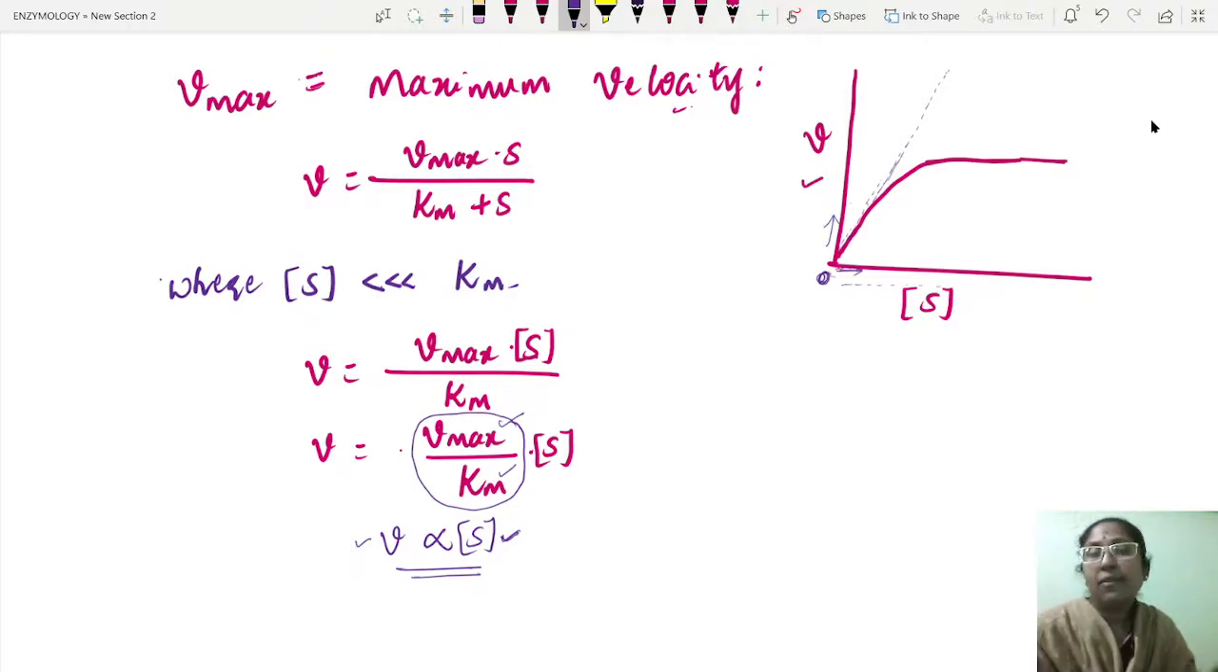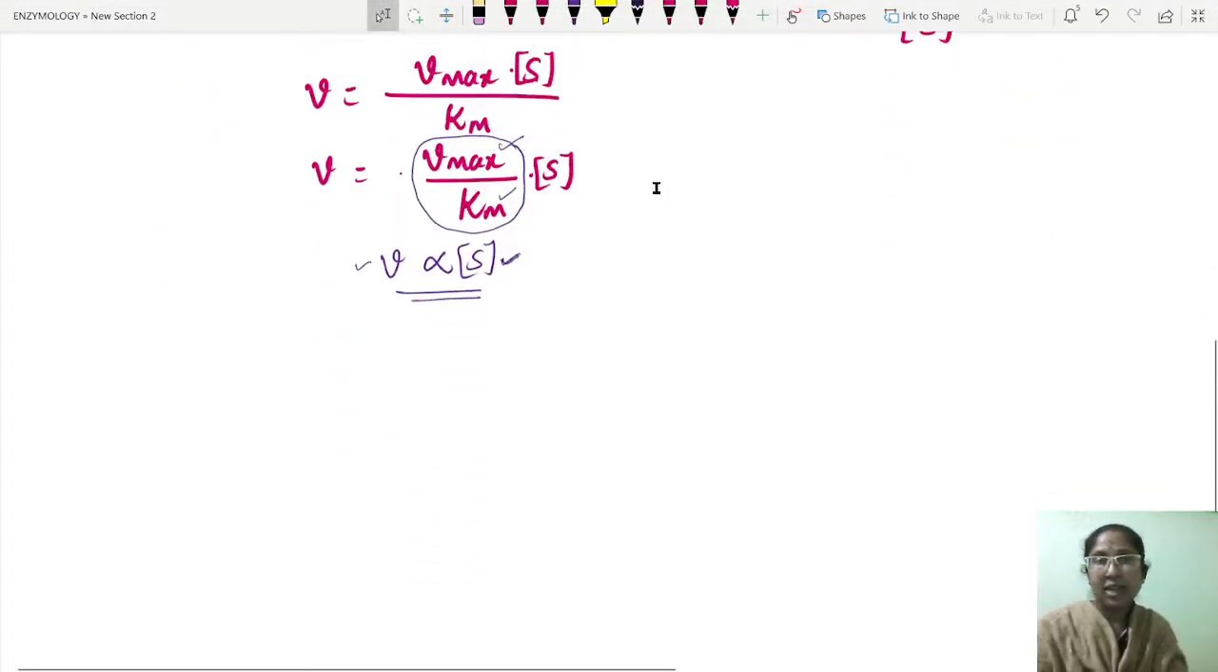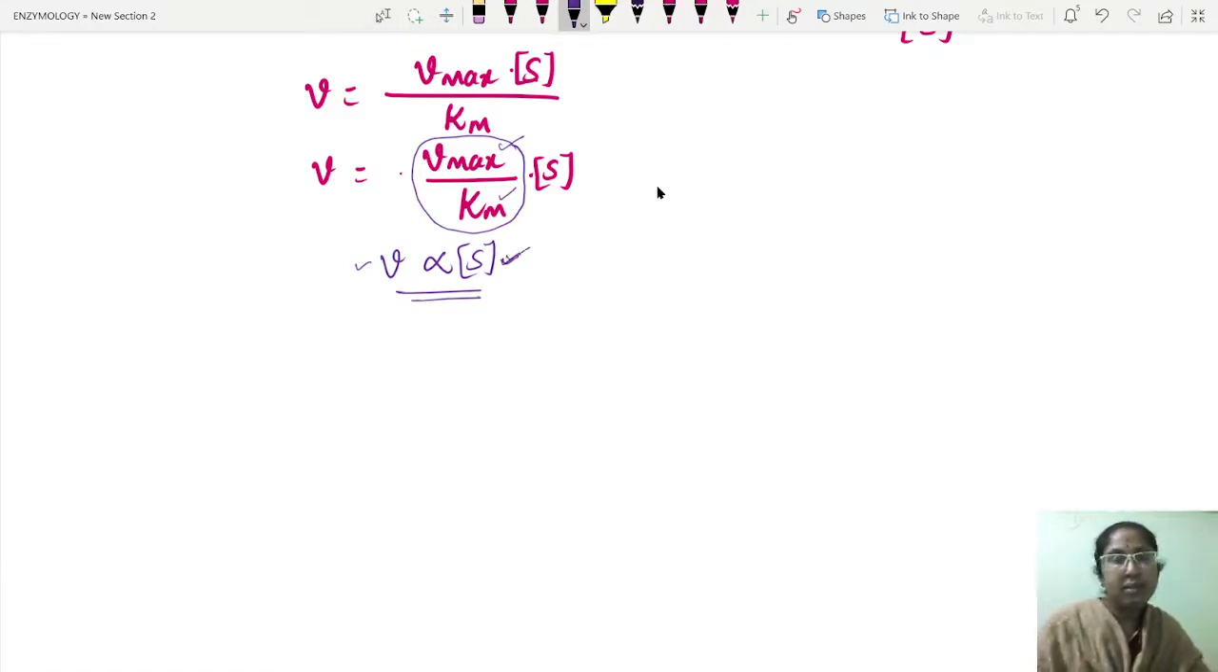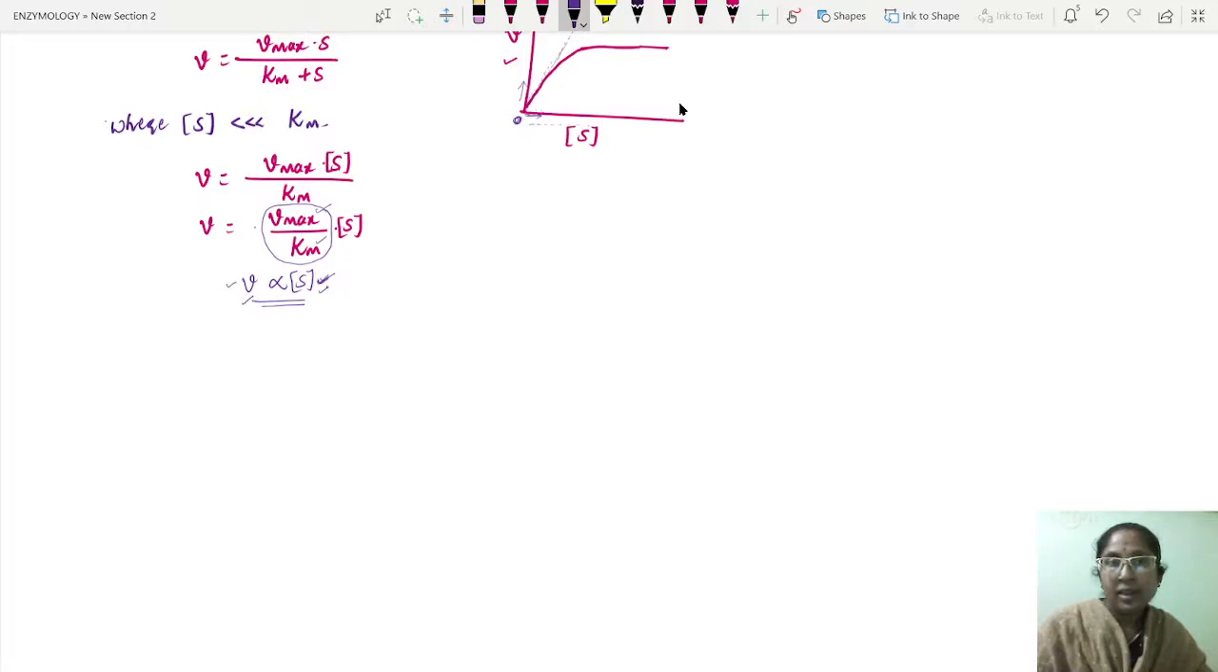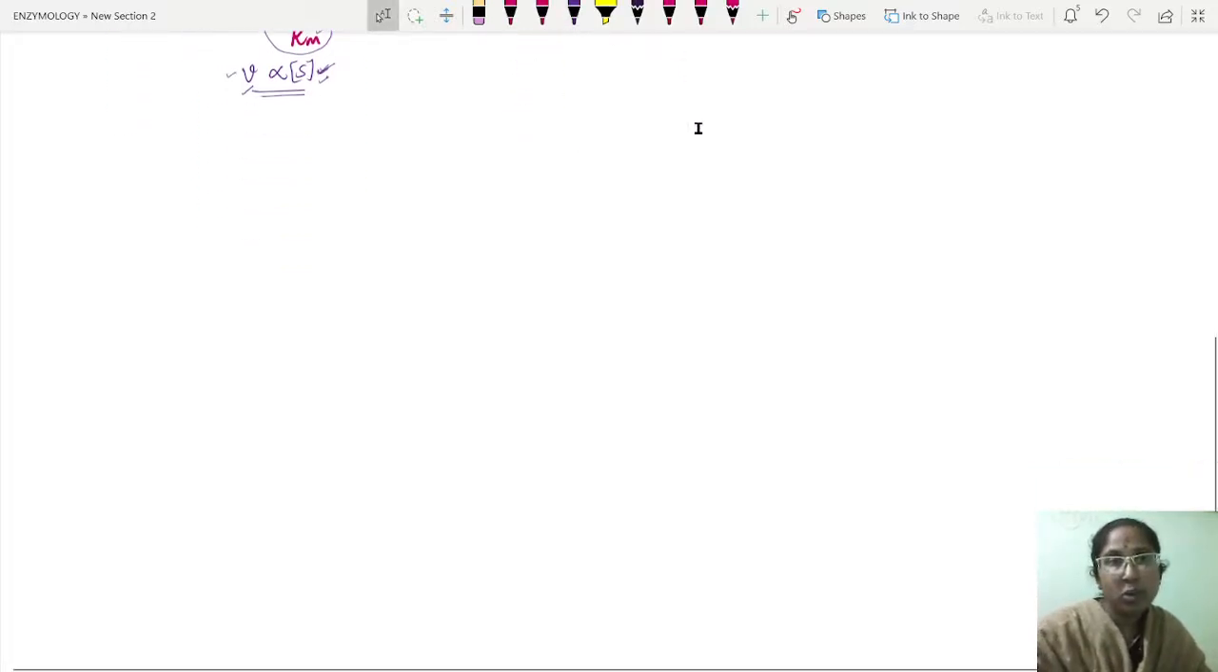So this is whenever there is a low concentration of the substrate. Whenever the substrate concentration is very less, the velocity of the enzyme catalyzed reaction is directly proportional to the substrate concentration. It means if we increase the substrate concentration, the velocity of the enzyme catalyzed reaction also increases, and this represents the initial part in the curve. This initial part is going to be represented by the starting point. As we increase the concentration of the substrate, the rate of the enzyme catalyzed reaction is also increased.